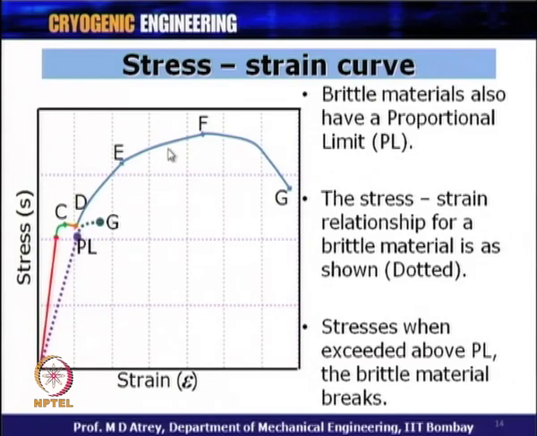So, in summary, we have got two stress strain curves. One is showing the ductile material and one is showing the brittle material. We will study these two properties more, that is the yield strength and the ultimate tensile strength. What happens to this property at lower temperature?